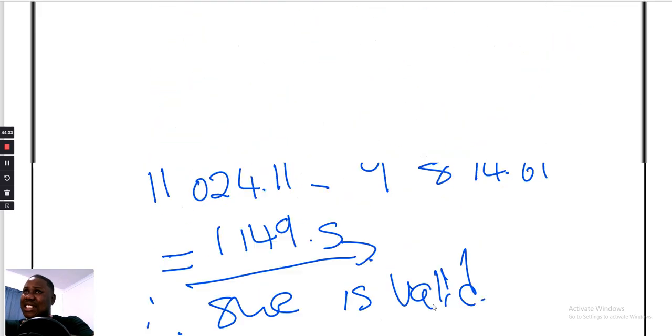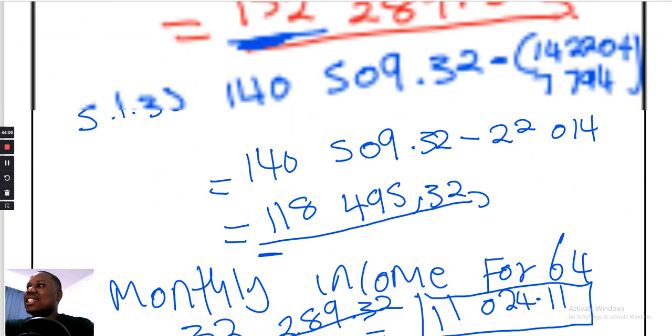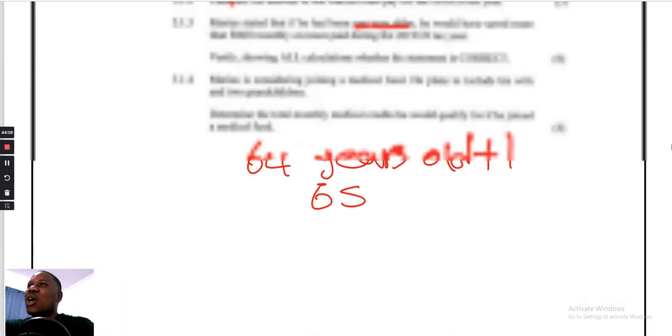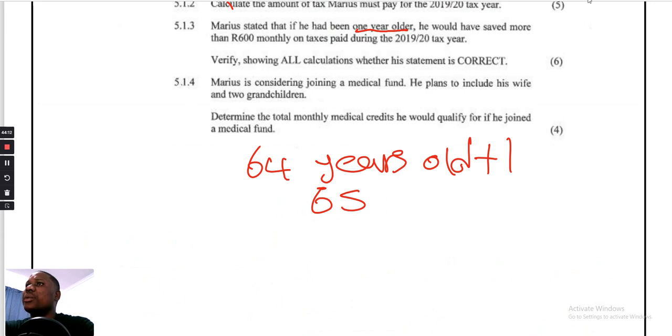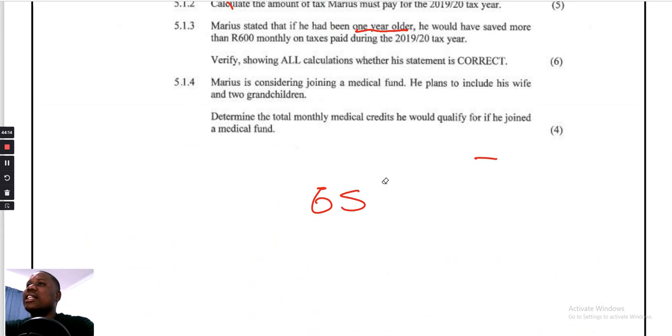Okay, then we go to the last question. Okay, I don't know if we're gonna do it here. Okay, we're gonna do it here. Let me remove this. They say Marius is considering joining a medical. Oh, it was he. Okay, it's fine. He plans to include his wife and 2 grandchildren. Determine the total monthly medical credit he would qualify for if he joined the medical fund. Okay, remember, it is him.